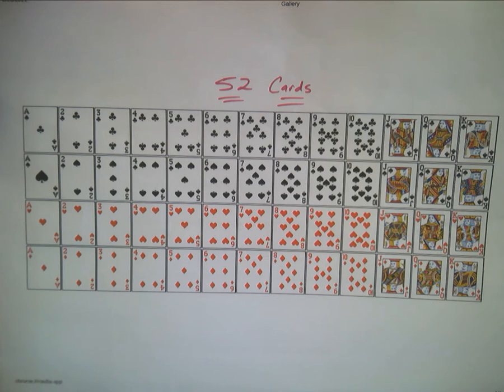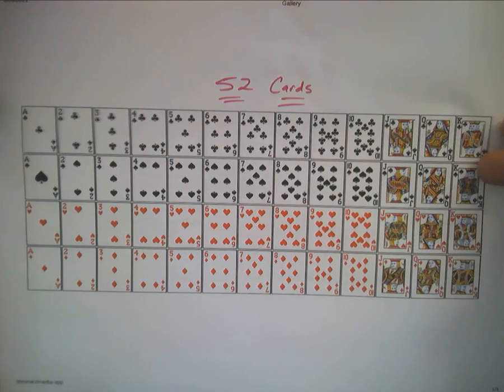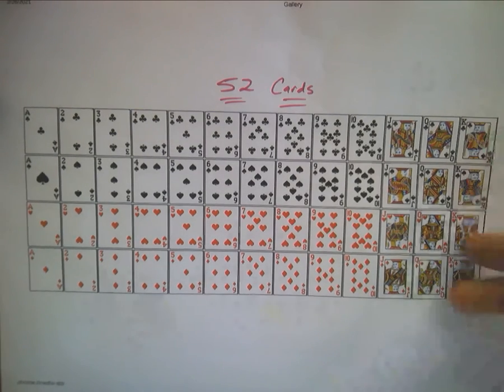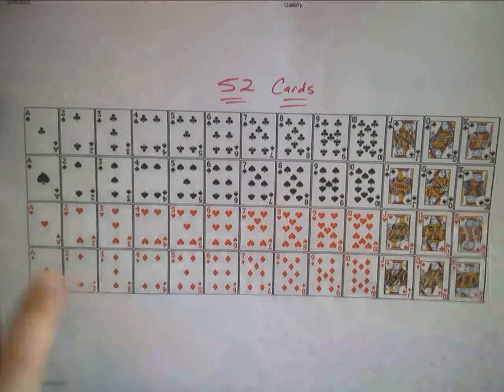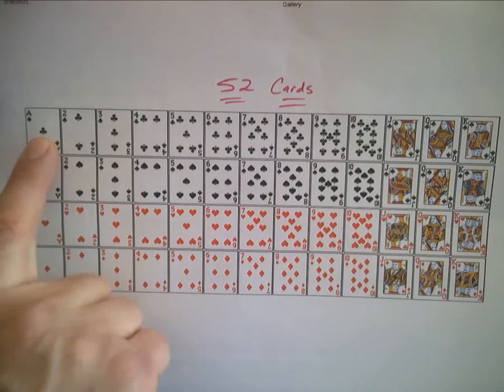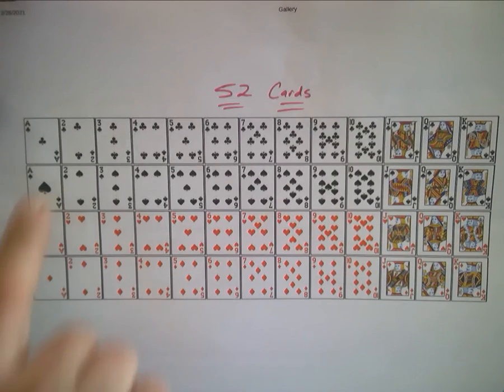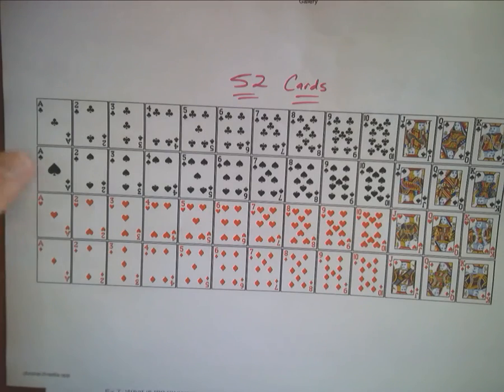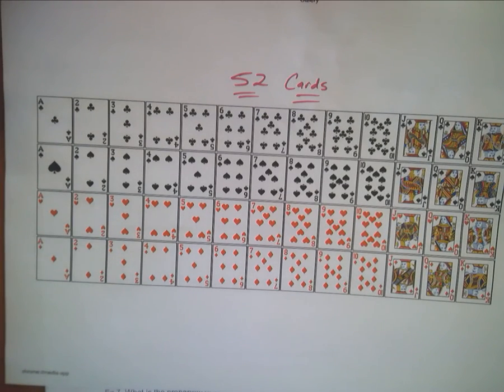So there's 52 cards. Now, they are split half and half. Half are red, half are black. All right, so that means there's 26 red and 26 black cards. Okay, those have been split into suits. So there's 2 black suits and 2 red suits. Okay, suits mean what type of card. This is a club, this is a spade, that's a heart, and that's a diamond. So hearts and diamonds are the red ones, spades and clubs are the black ones.